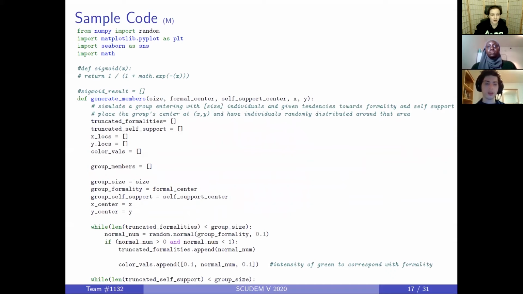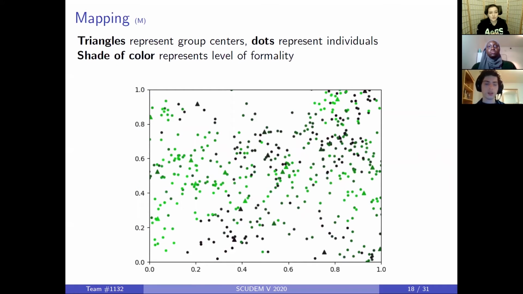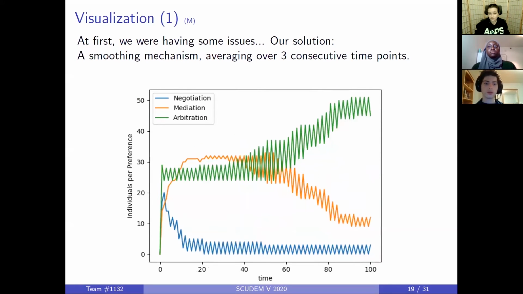And this is just some sample Python code showing how we generated members given the group size and the formality and self-support centers, as well as the location. So first what we did was we wanted to make a map of the camp so that at any time step, we could map out the formalities of people and groups at different points. Here the triangles represent the group centers, and the dots represent the individuals clustered pretty close to those centers. And the shade of color represents the level of formality, either of that group or of that individual.